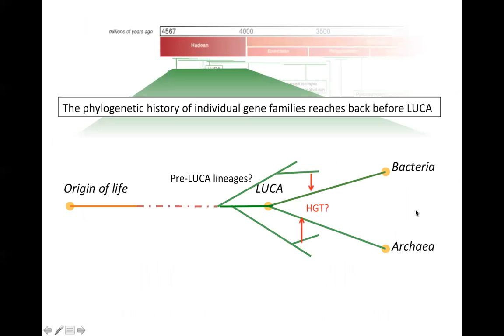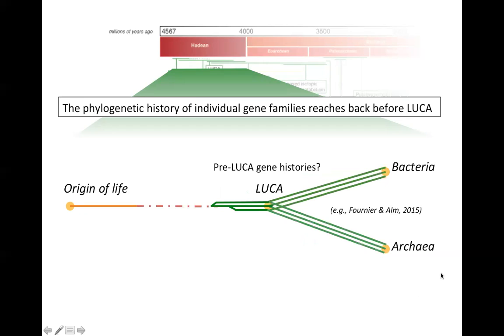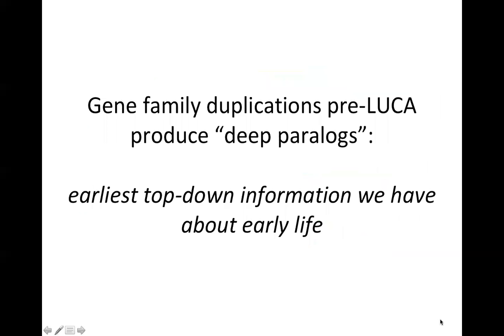So what if we push back before LUCA? Can we infer the presence of lineages that diversified before LUCA? Maybe we can, if these transferred genes to groups that are existing today, and that phylogenetic signal may be detectable. A little more tractable is looking at gene histories that diverge before LUCA. It turns out that if ancient protein families underwent duplications or diversified before LUCA, we can see this signal in phylogenetic trees and can therefore reach back to before that time. We call these deep paralogs, and these are the earliest information we have using a top-down approach.